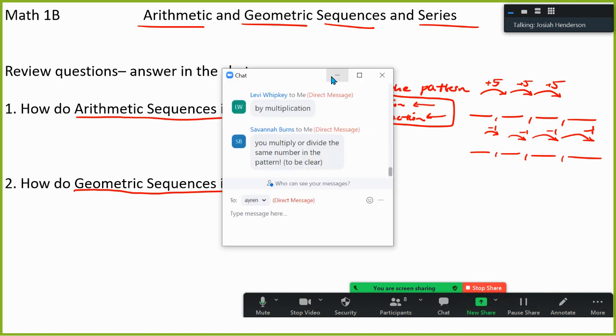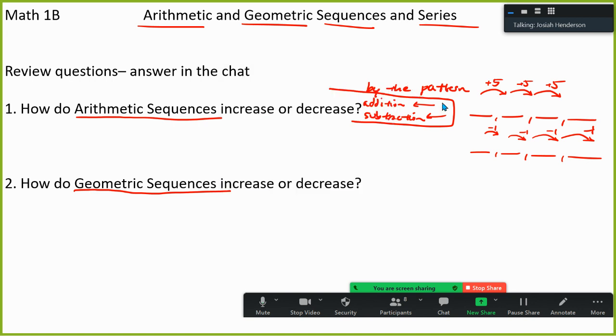And Savannah, awesome. Good. Multiply or divide by the same number. Savannah just added that in. By the same number? Yes. So these are going up by multiplication. Sorry for my spelling. Multiplication or division by the same number each time. That's their pattern. So geometric sequences, let's say we had them listed out here.